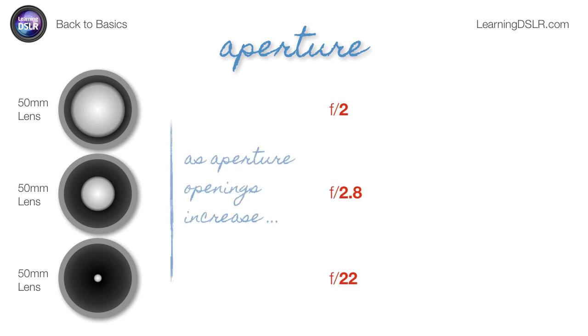So what really screws up amateurs and people new to DSLR photography is that as the aperture opening increases, the aperture values are actually decreasing. So if you want to let in more light and have a bigger opening, you need a smaller f value. And again, that's a function of the fact that it's a ratio.